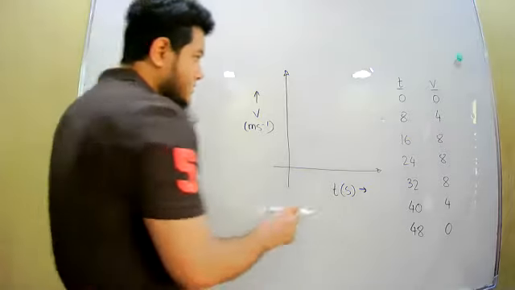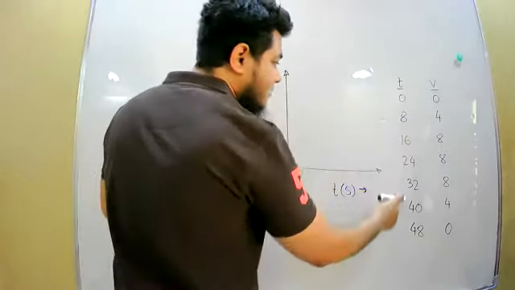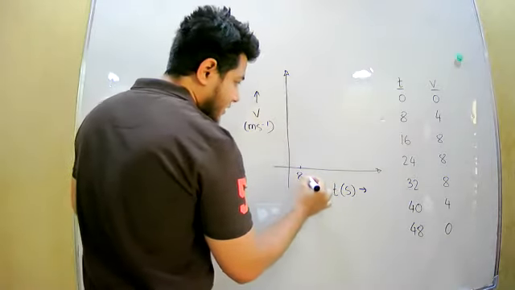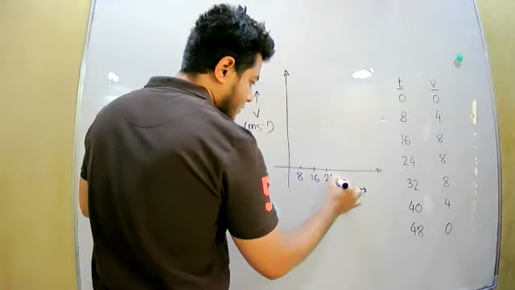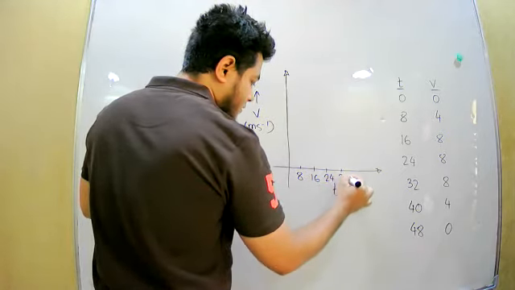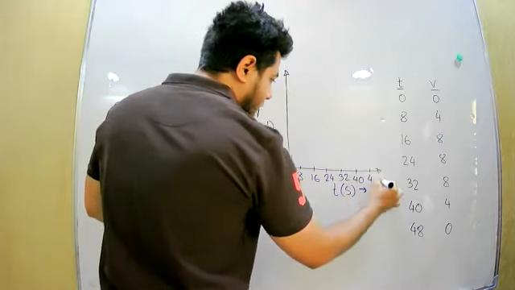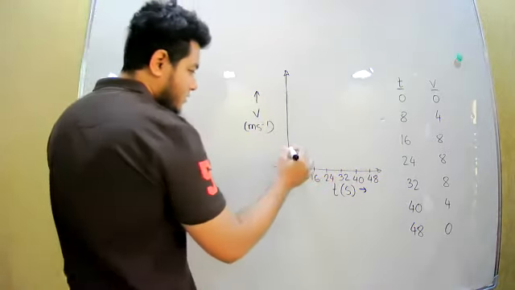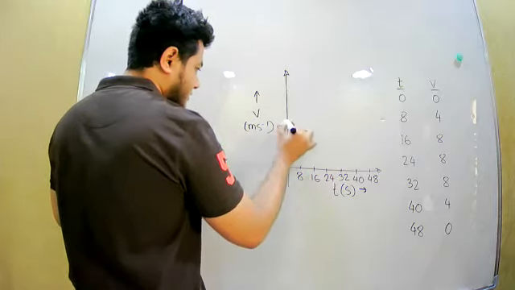So now if we start plotting, we have to see time is 0, 8, 16. So we will plot accordingly. It is 8, 16, 24, 32, 40, and 48. And velocity, we have only up to 8, so there is nothing to worry. So 4, and let us say this is 8.